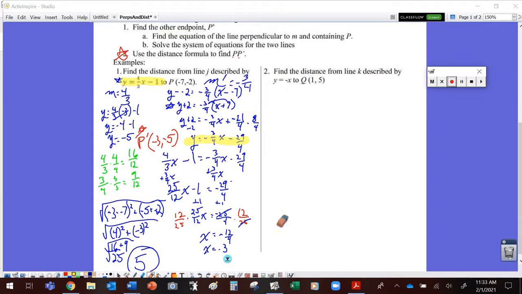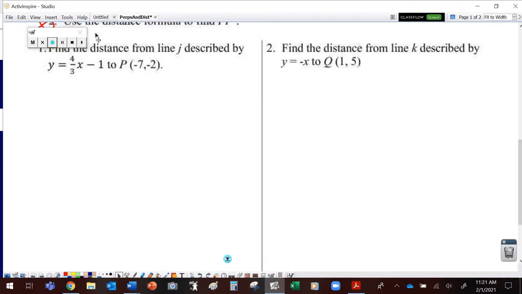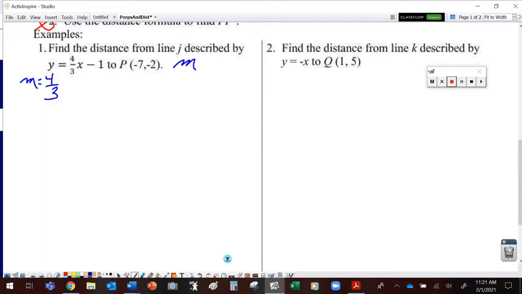Okay, let's take a look at another example. I want to find the distance from line J described by this equation to this point P. Well, first thing that I need to do is find the equation of this segment from P to P prime. So the slope of this equation that I have right in front of me is 4/3. The slope that I'm going to use with this line, call it m prime, is going to be negative 3/4.